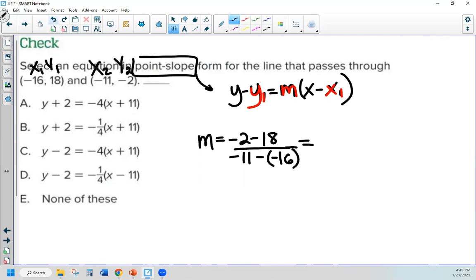All right, so we got a -2 minus 18. What is -2 minus 18? They're both from the same team. That's a -2 and a -18. That's going to give us negative 20. Okay, we got negative 20.